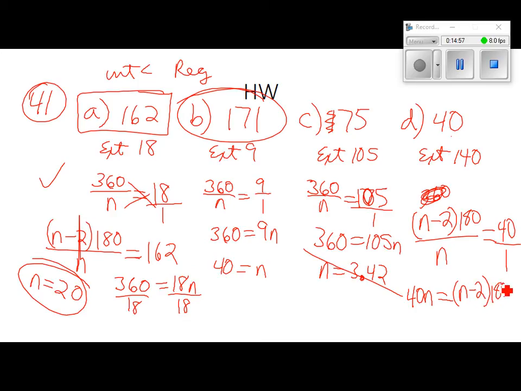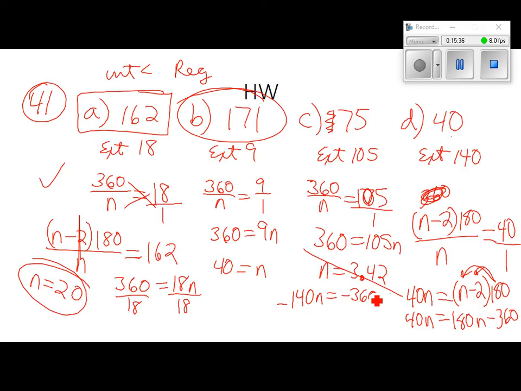What are you going to have to do to solve from there? Distribute this out. First distribute that out. You get 40n equals 180n minus 360. Now what are you going to do? Subtract the 180n on both sides, right? Get all the n's on one side. When you subtract 180n, what are you going to get on the left-hand side? Negative 140n equals negative 360.